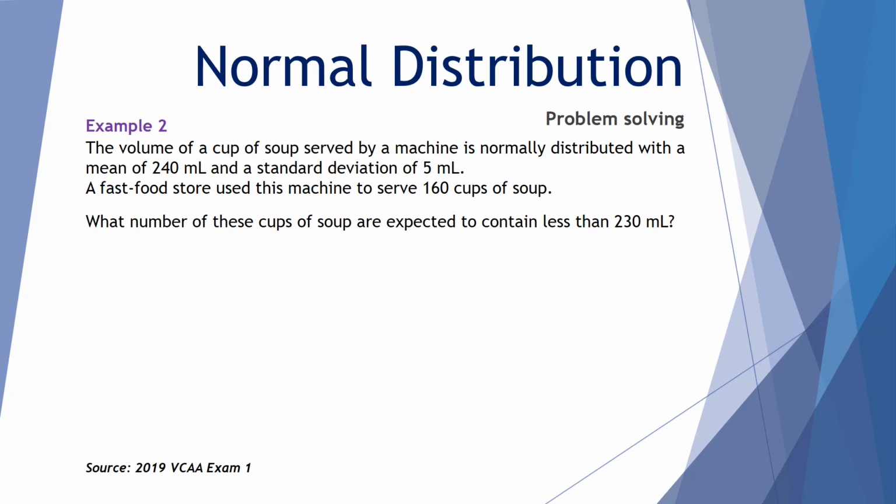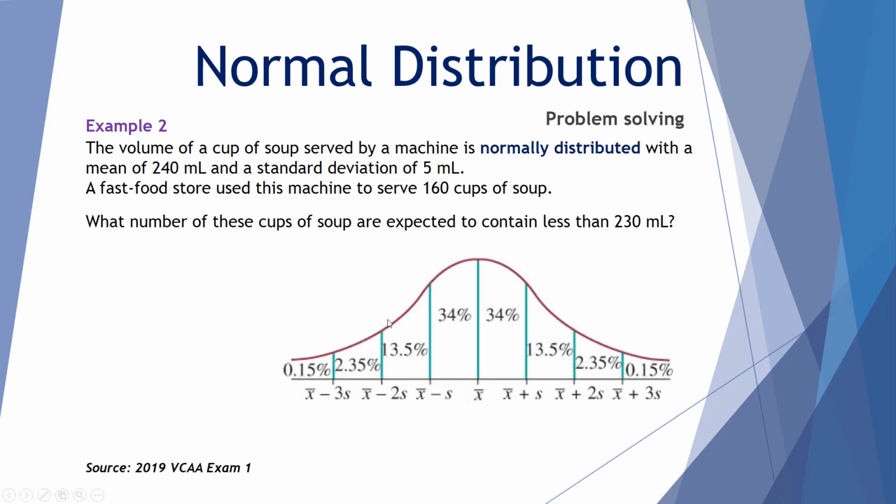Example number 2. The volume of a cup of soup served by a machine is normally distributed with a mean of 240 ml and a standard deviation of 5 ml. A fast food store uses this machine to serve 160 cups of soup. What number of these cups of soup are expected to contain less than 230 ml? So the key term is normally distributed. Again, that means that we can use this normal distribution graph.